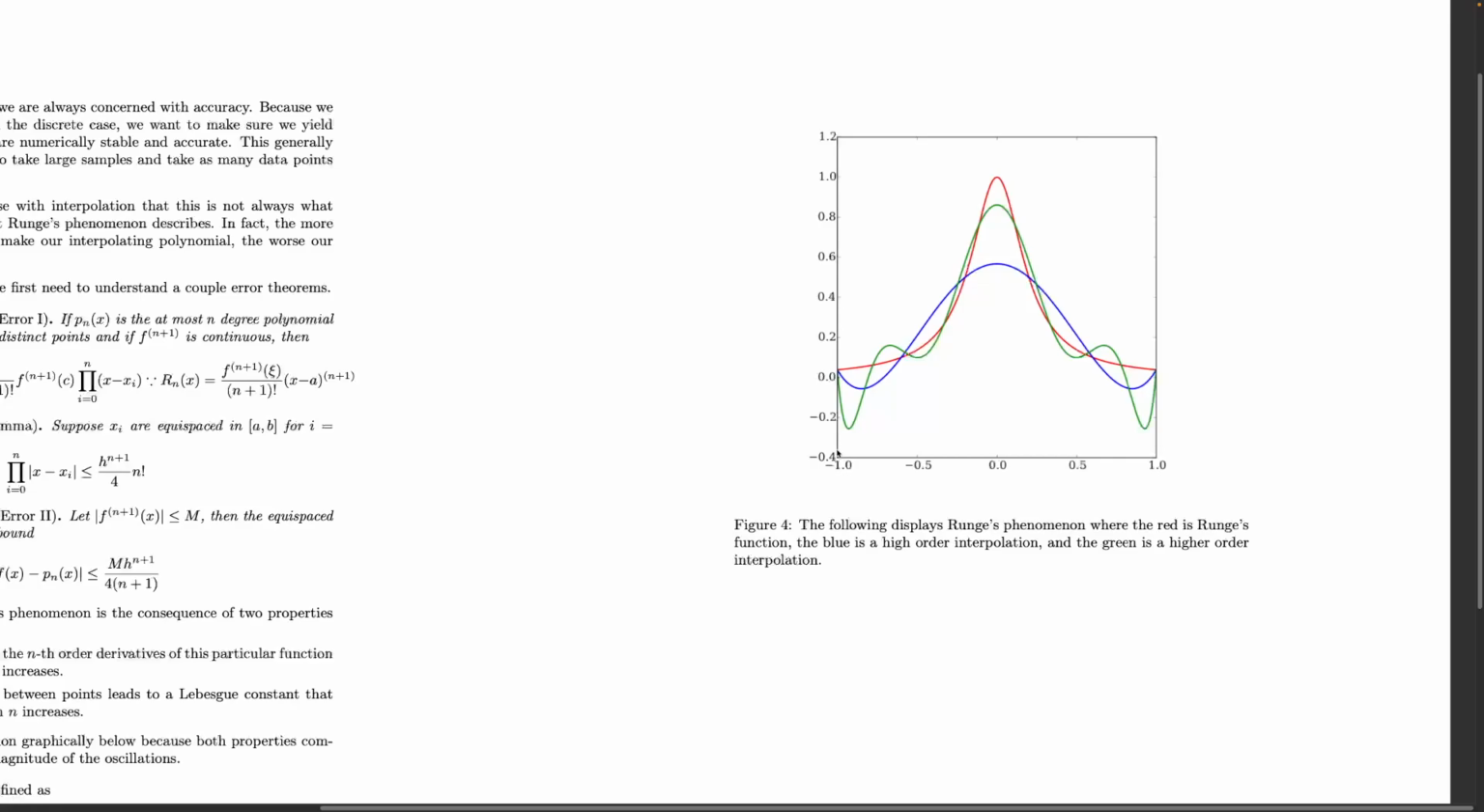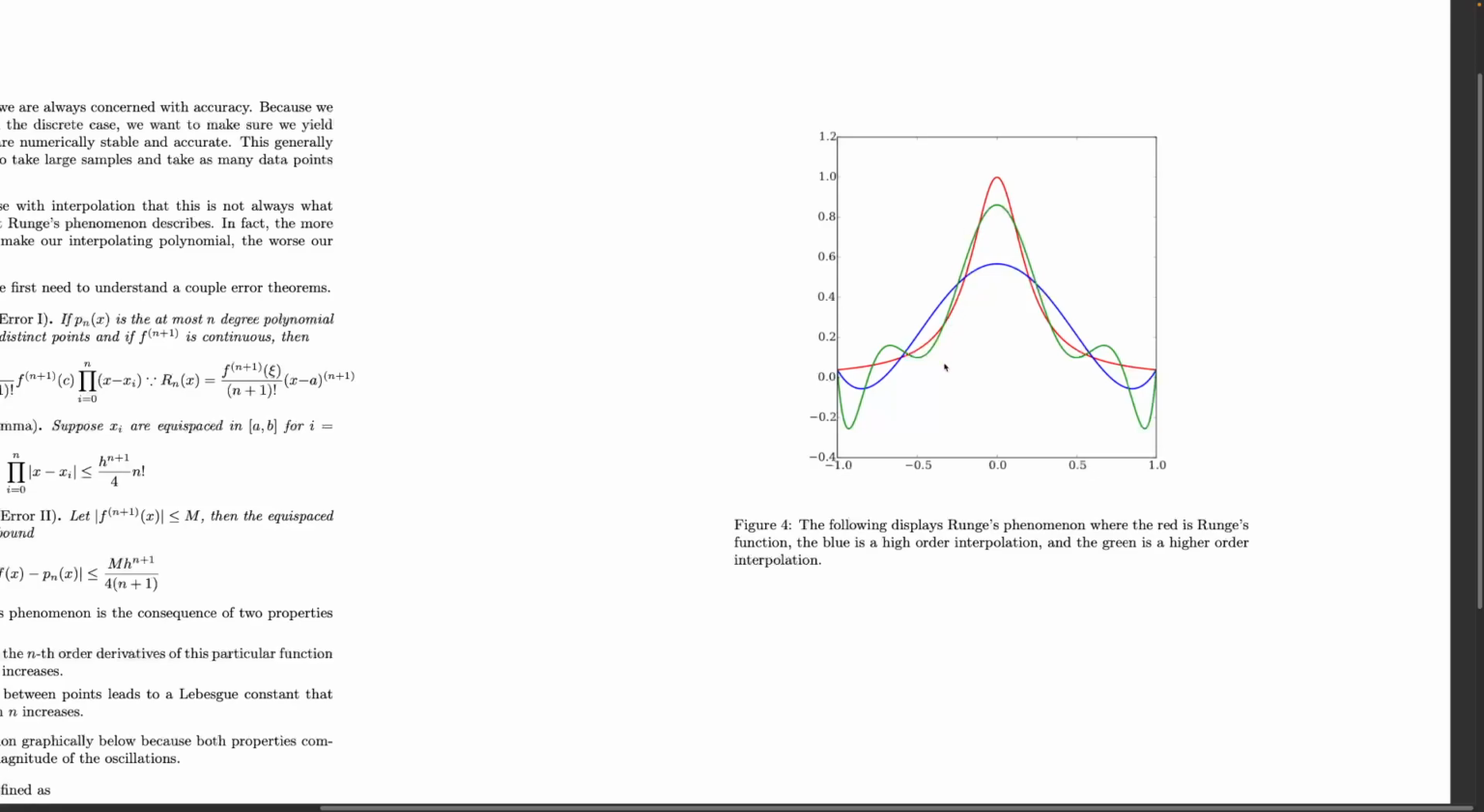So here's our interval, -1 to 1. We see that at the endpoints, -1 and 1, our interpolation is very bad. So the red is Runge's function, 1 over 1 plus 25 x to the second. And then this blue is a high order interpolation, and this green is an even higher order interpolation. And so we see that, yes, as we increase our order, our interpolation does get more accurate here. We see the blue covers a little bit of it, but not much, but then it gets tighter and tighter as we go up in higher order terms.